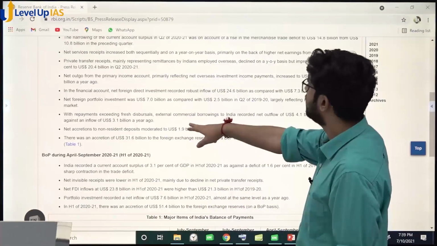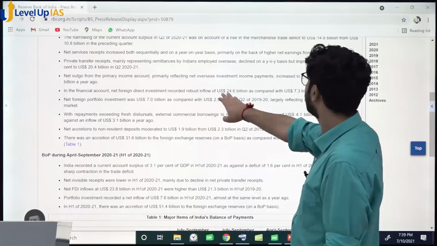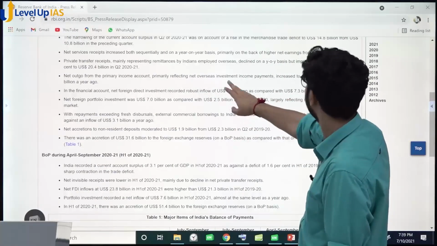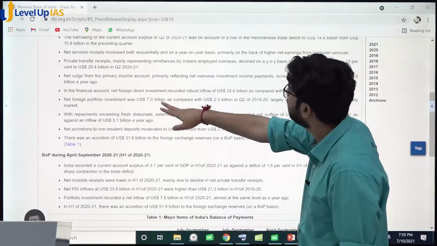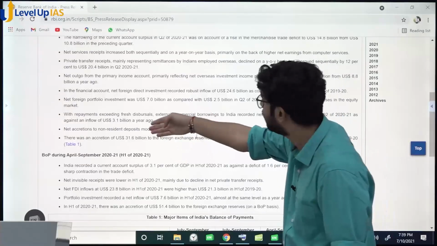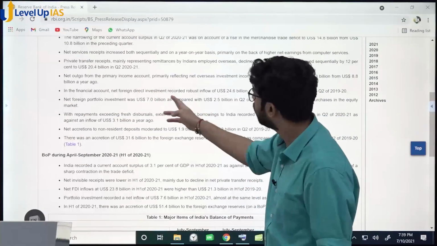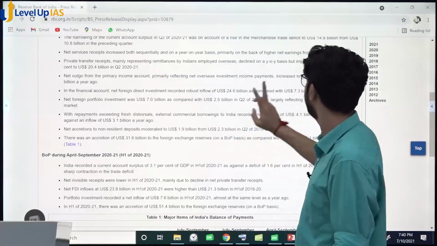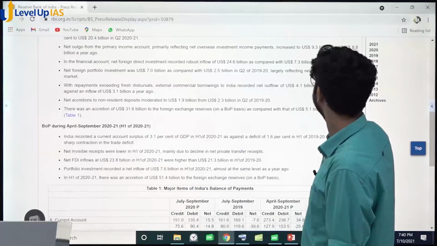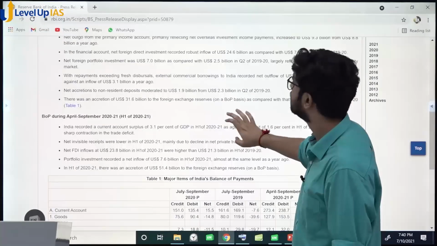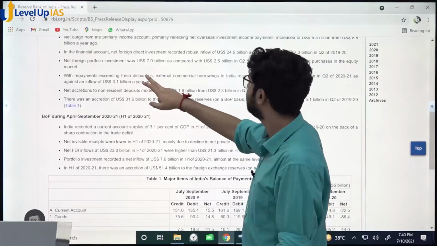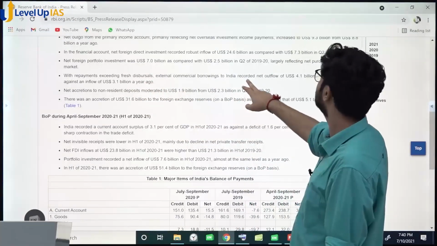In the net financial account, net FDI recorded robust inflow. FDI recorded robust inflow. Net FPI. See the words. Net, because coming and going all happens, right? Net foreign direct investment, net foreign portfolio investment, largely reflecting purchase in the equity market. No need to know that. With repayments exceeding fresh disbursal, external commercial borrowings.